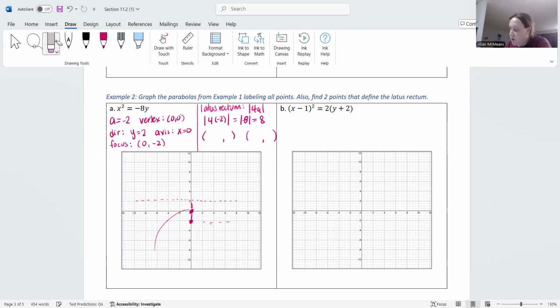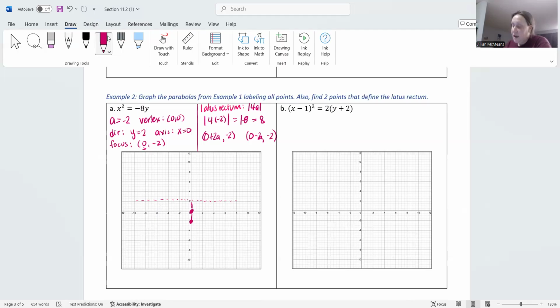So what we can do is say, we know the length is the absolute value of 4a. Half of that would be 2a. So we basically want to take 0 plus 2a, comma, -2. We want to take 0 minus 2a, comma, -2, and that's going to give us those 2 ordered pairs.